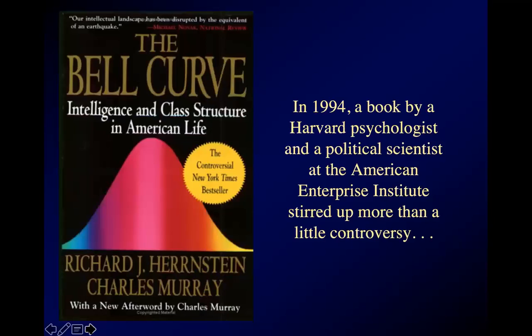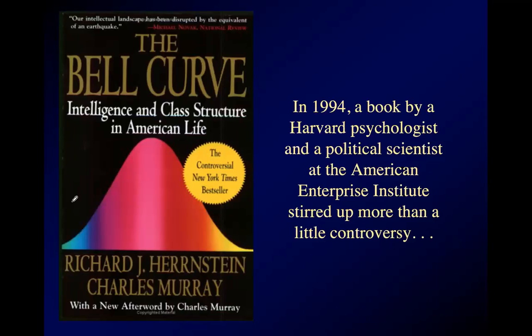And I'm going to start with something that is controversial and potentially personally a bit upsetting. This is certainly not something I agree with, but I would be a fool to pretend that it doesn't exist. This was a book that came out in 1994 by a political scientist and a psychologist at Harvard. The political scientist was at a conservative think tank called the American Enterprise Institute. And they published a book called The Bell Curve: Intelligence and Class Structure in American Life.